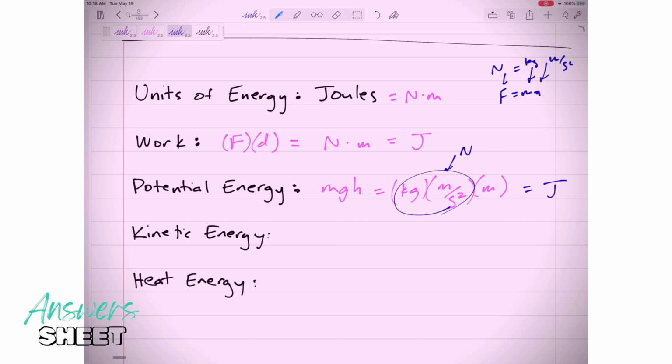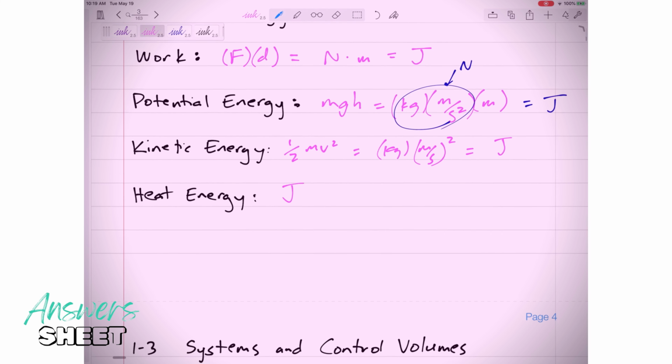Kinetic energy is 1/2 mv squared. So this would have units of kilogram meter squared per second squared. Do you see that is a kilogram meter per second squared times a meter? So we're still at a Newton meter. We're still at a joule. So we're good. Heat energy can just be in joules. Okay.